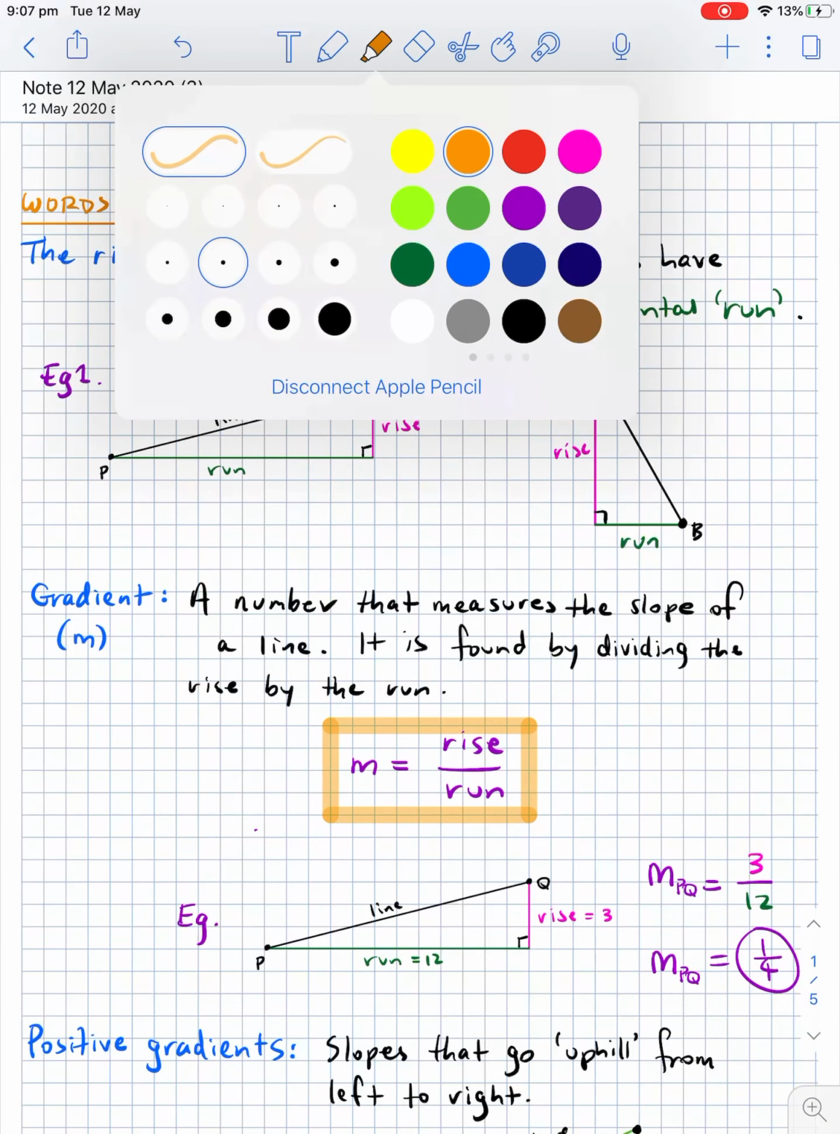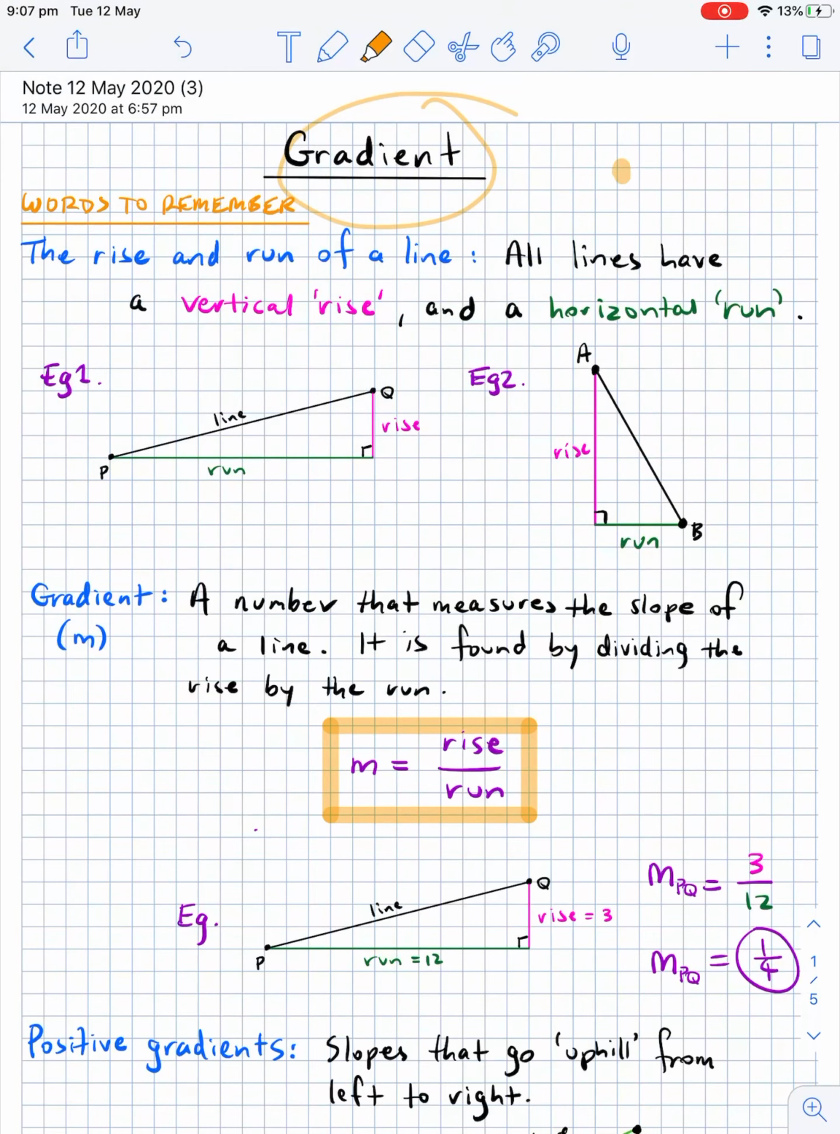So first up, one of the key terms that I want you to be aware of is the rise and run of a line. You need to be aware what rise means and what run means, and that's associated with some sort of line. So all lines have a vertical rise and a horizontal run.